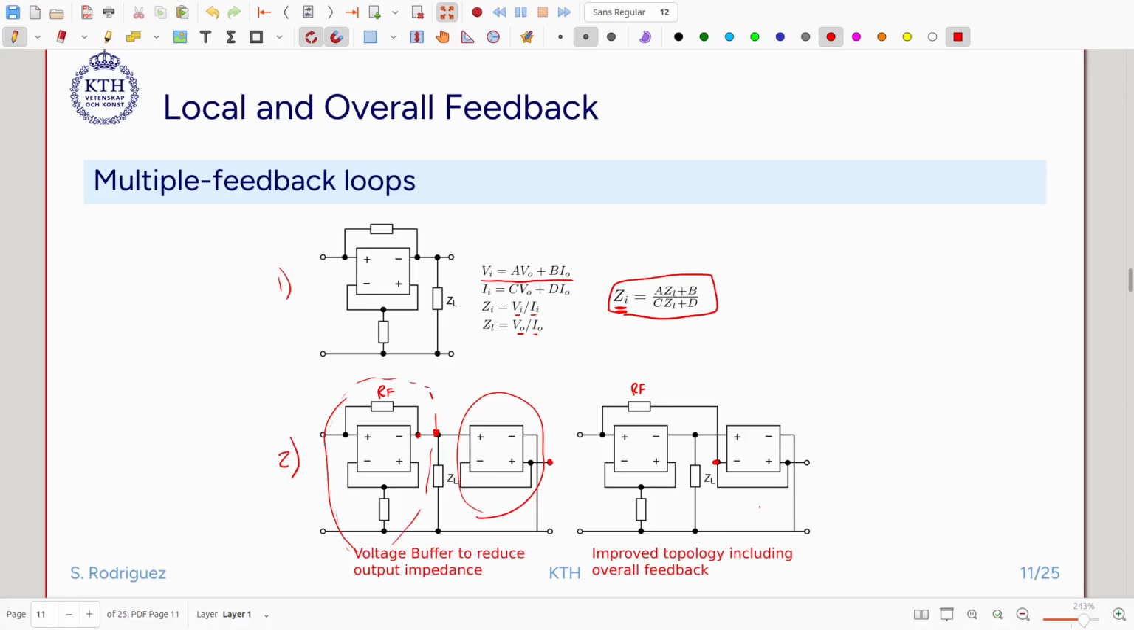This is an overall loop. It is much better because now we have the gain of both amplifiers contributing to the loop gain of the whole circuit. In the previous case, this was just one loop gain here and the other loop gain there, but now we have much more loop gain because both amplifiers are connected in a single loop. So we have included overall feedback, but now we also have multiple feedback loops.